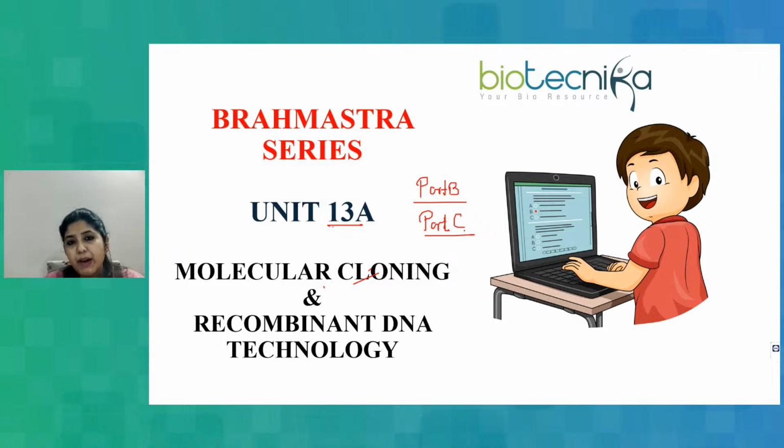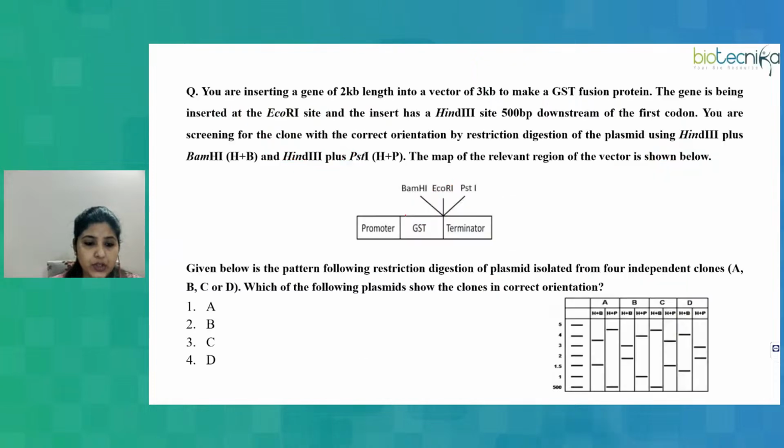The second type of part C question is usually figure based, where they give you a vector diagram, any figure, or a restriction digestion pattern, and based on that they can ask you about the number of bands that can be obtained, the size of bands, the size of fragments that can be obtained. So today we are going to discuss part C questions from this topic. So I hope you all are ready.